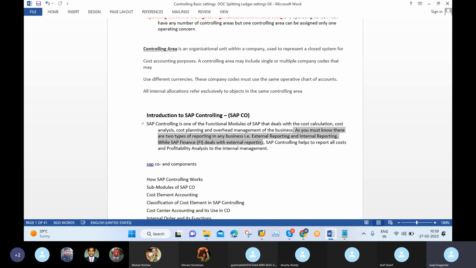But when it comes to internal reporting, we cannot disclose it to the public. That is for ourselves, internal reporting to take managerial decisions. Right. Internal reporting and all of that is dealt with in controlling, which module? Internal reporting.